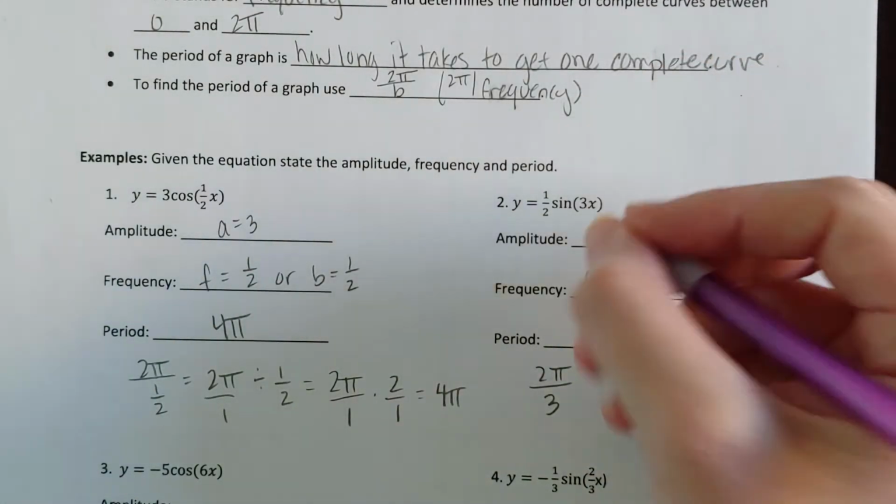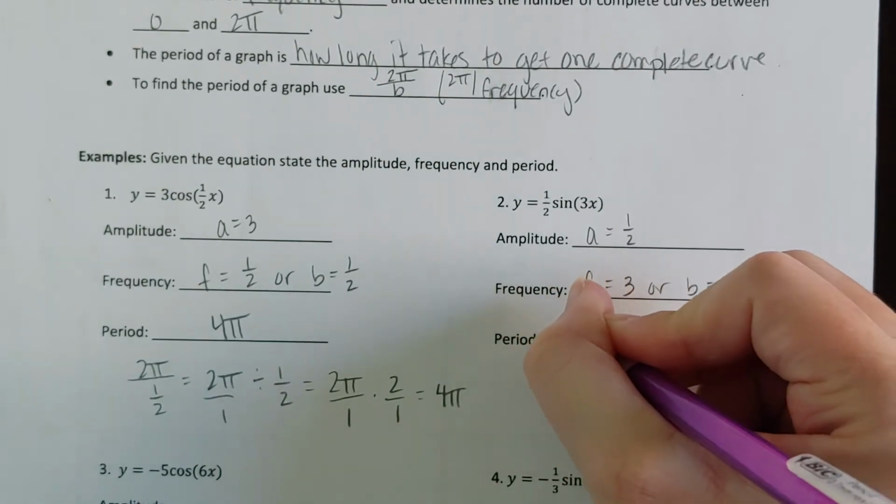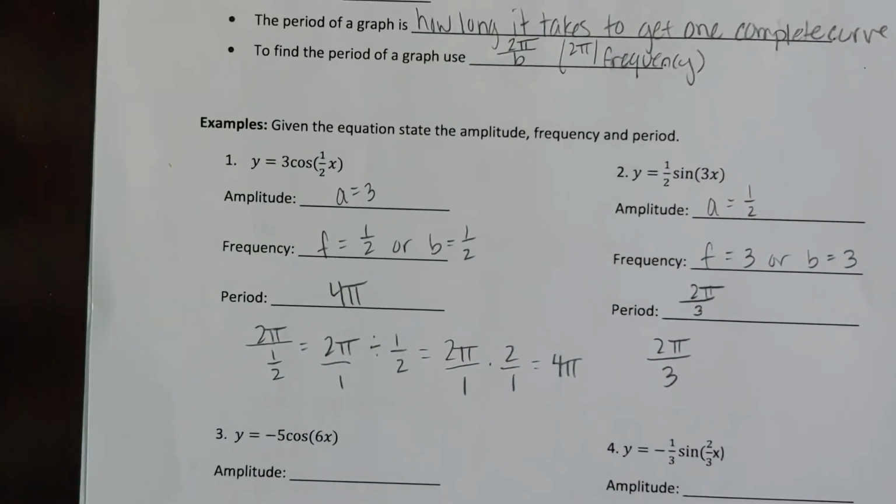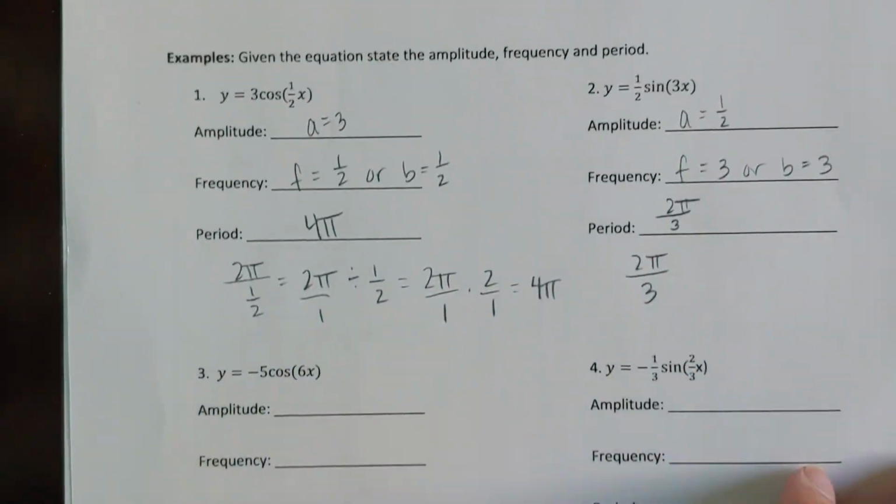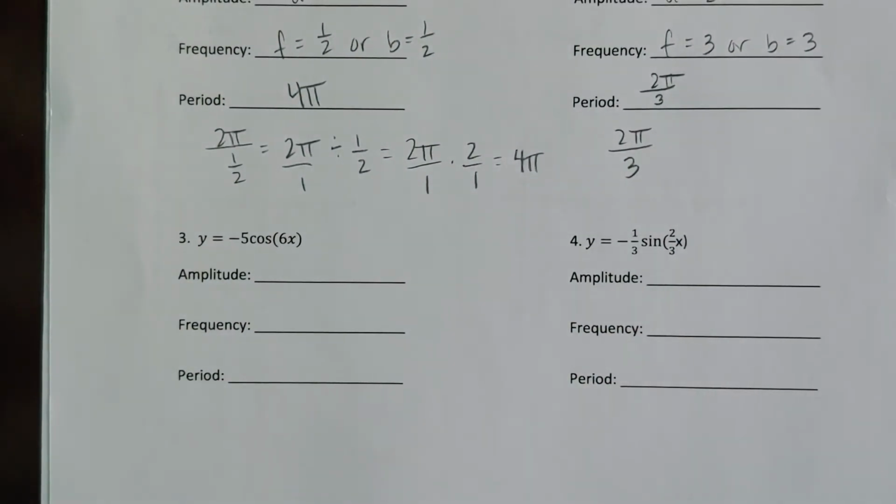So this is 2/3 or 2 pi over 3. There's nothing to simplify there, like the last one. Okay, let's look at these bottom 2.